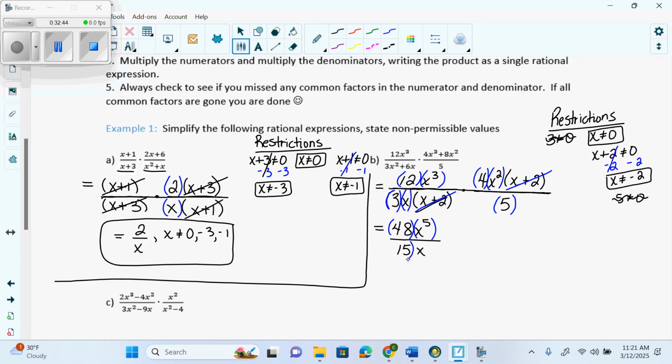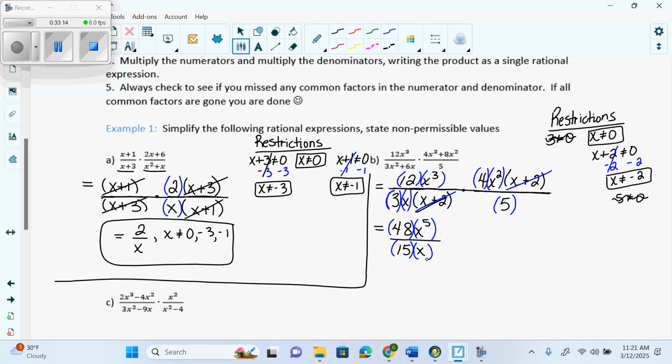So if it's overwhelming to cancel them in this step, which sometimes it is, put them together and then cancel them in the next one. It's not a big deal, okay? Whatever works better for you. Where's 48? 12 times 4. Okay, what can I take out of 48 and 15? A 3.